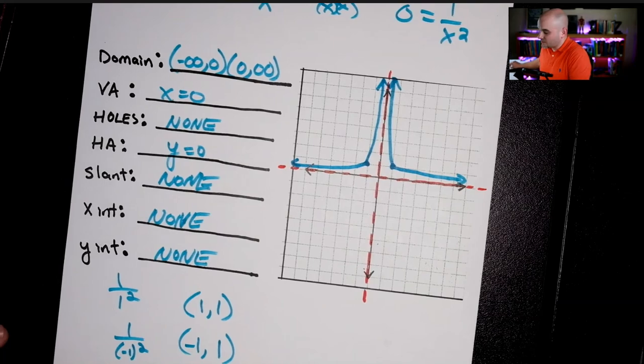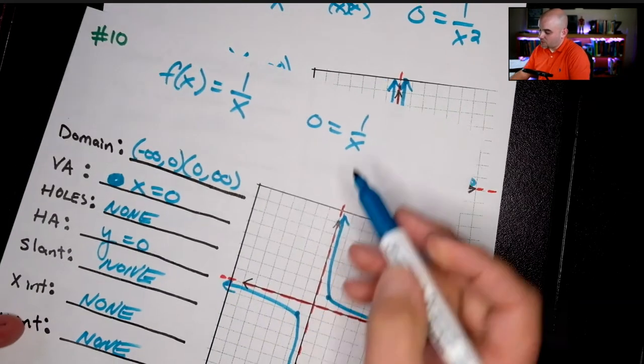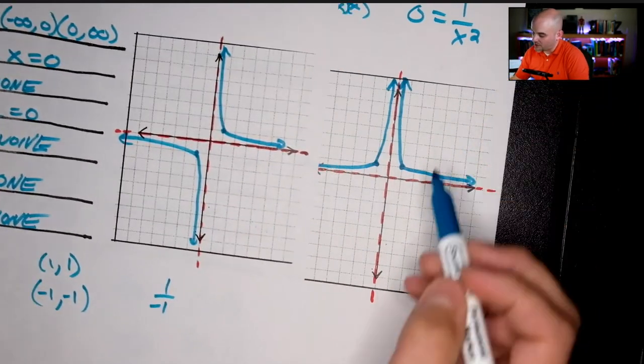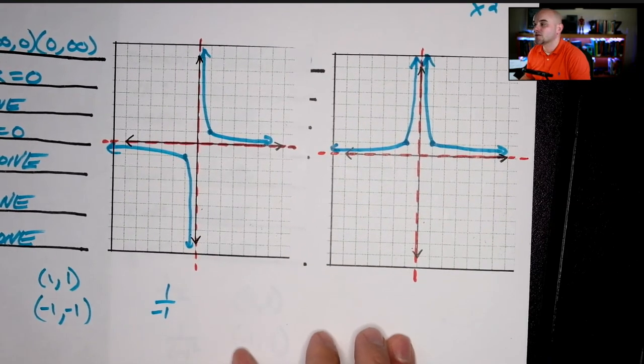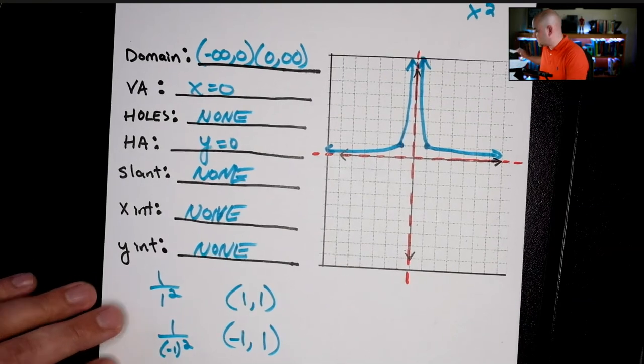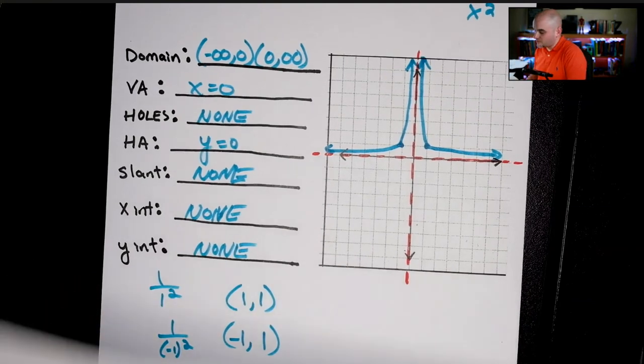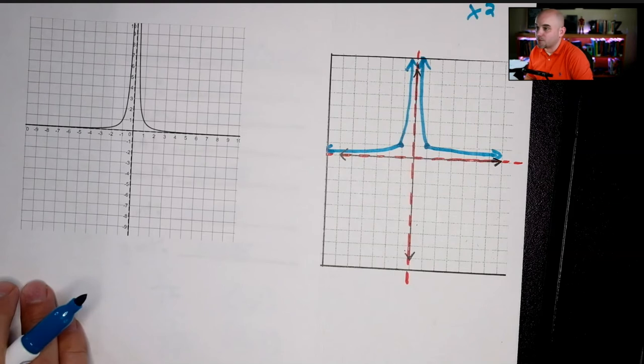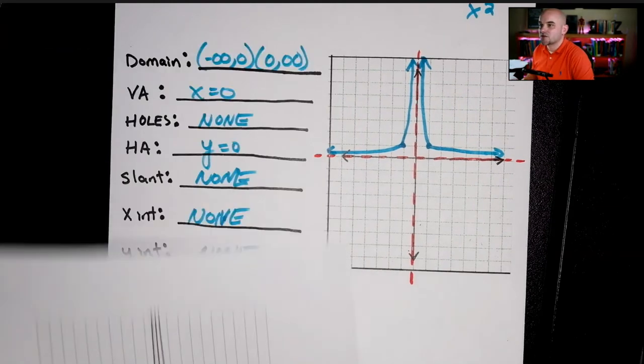And notice the difference in the graphs between 1 over x and 1 over x squared. So there is a difference there, although they share a lot of those same properties. And if we compare this to the computer-generated graph, that's what we get right there. So that's good stuff. All right.